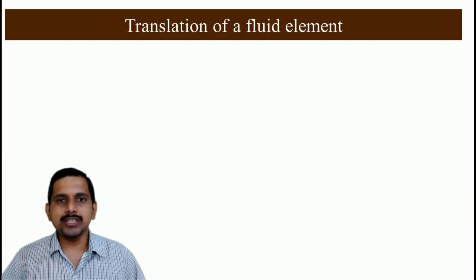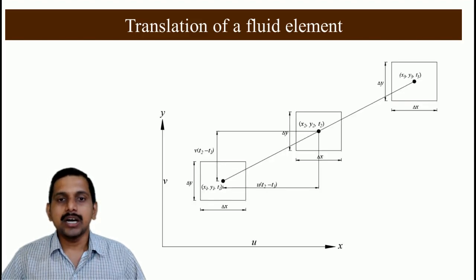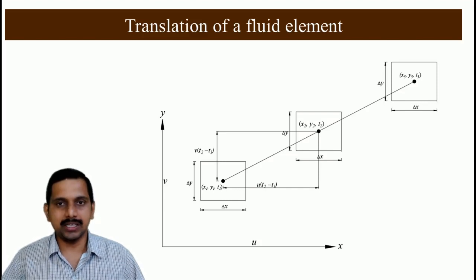The first thing we had discussed is translation of a fluid element. Here, a fluid element translates when it moves from one position to the other without changing its dimensions. That is, its size remains the same, and also it is not distorted. So if this happens, then it is a translation.